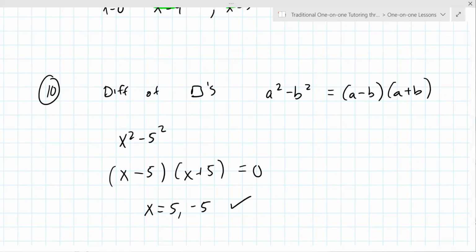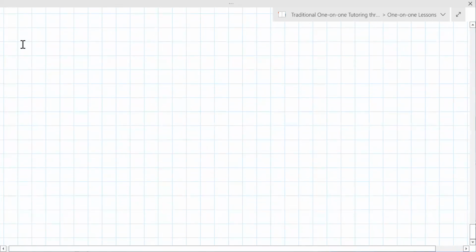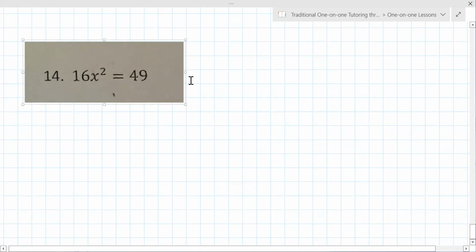All right, so let's look at 14 next. You always want to move the constant or whatever's on the right to the left. Move everything left or get everything on one side. So this would be 16x squared minus 49 equals 0. Two terms. Should you take the square root of 49 because it's a negative 49?